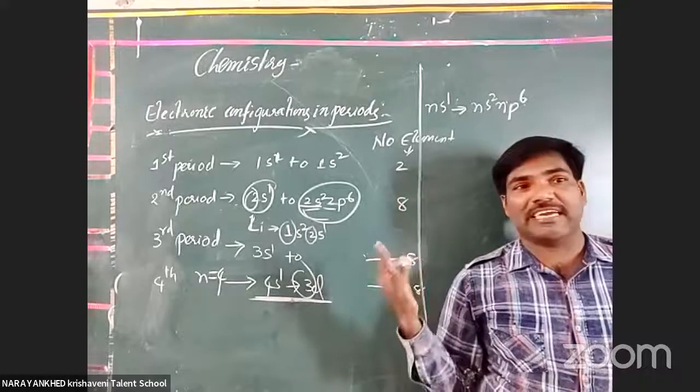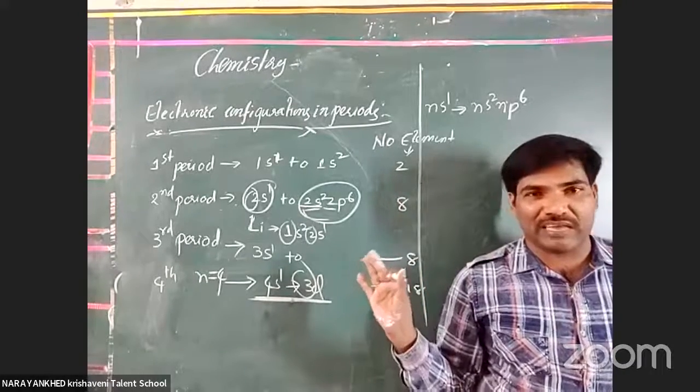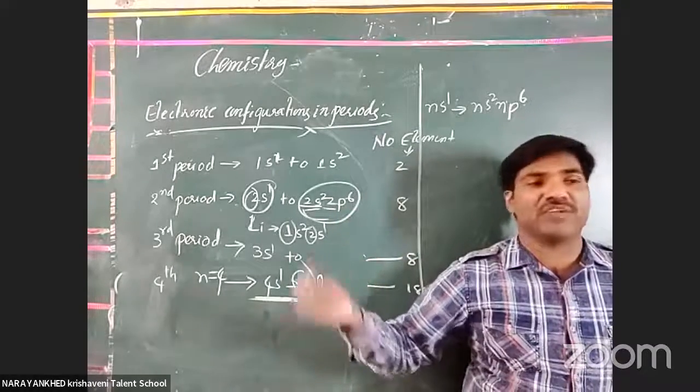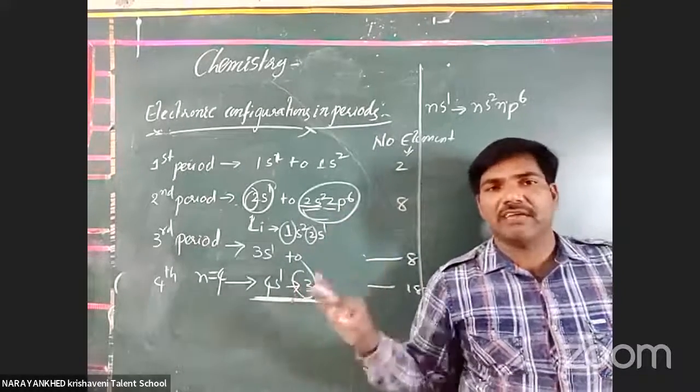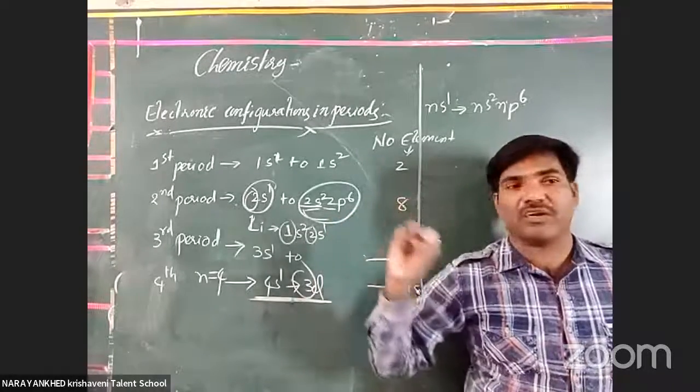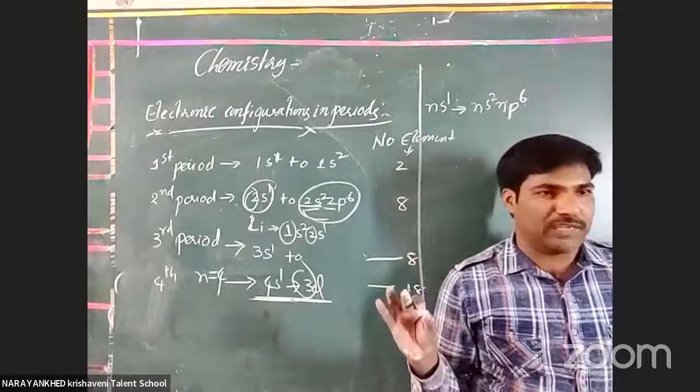Seventh period does not contain any inert gas till now. Okay, clear or not? This is only about the periods and electronic configuration. By using the electronic configuration, we can easily find which period and which group one particular element belongs to.